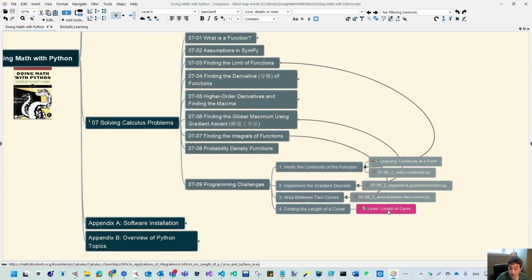With this programming challenge, we conclude this chapter 7. So first, thanks for watching, and congratulations to you for finishing this together with me. I should say that this is a challenging chapter because calculus sometimes involves more abstract thinking or logic. But after all, we finished that.